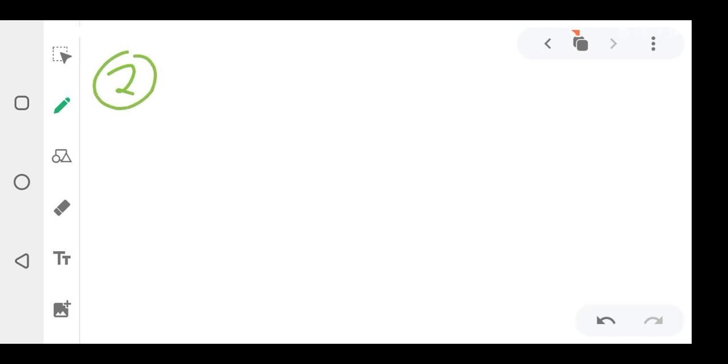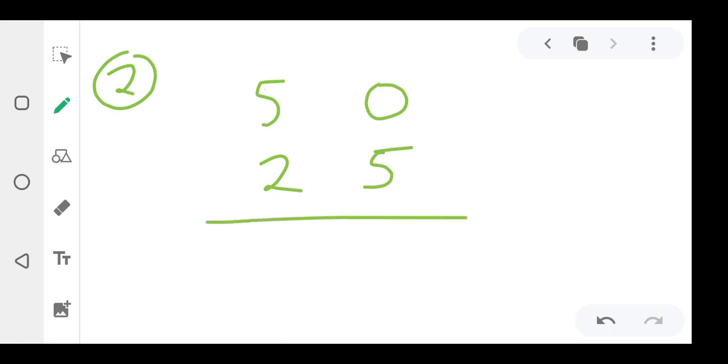Question 2. If they bring for you 54 minus 25. Actually, this one is not going to be 54. There it is 0, and this is 5. So it's 50 minus 25. How do you solve that?